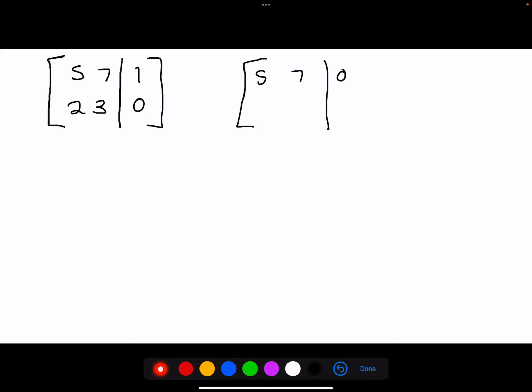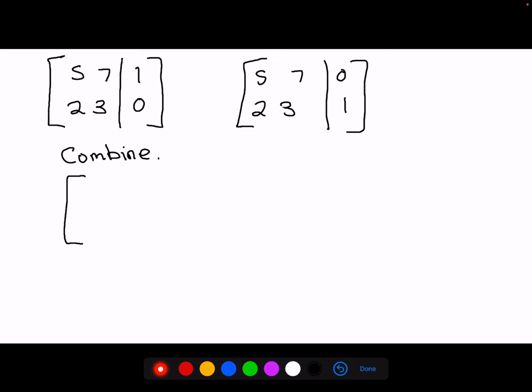I could individually solve these systems in these matrices, but we lucked out, and if you notice, the coefficients, the elements there on that left part, are the same. So we could actually combine them into one matrix and then solve from there. We can have the 5, 7, 2, and 3, and then over here, we can put 1, 0, 0, 1. We'll just put it into one matrix and then work on solving.